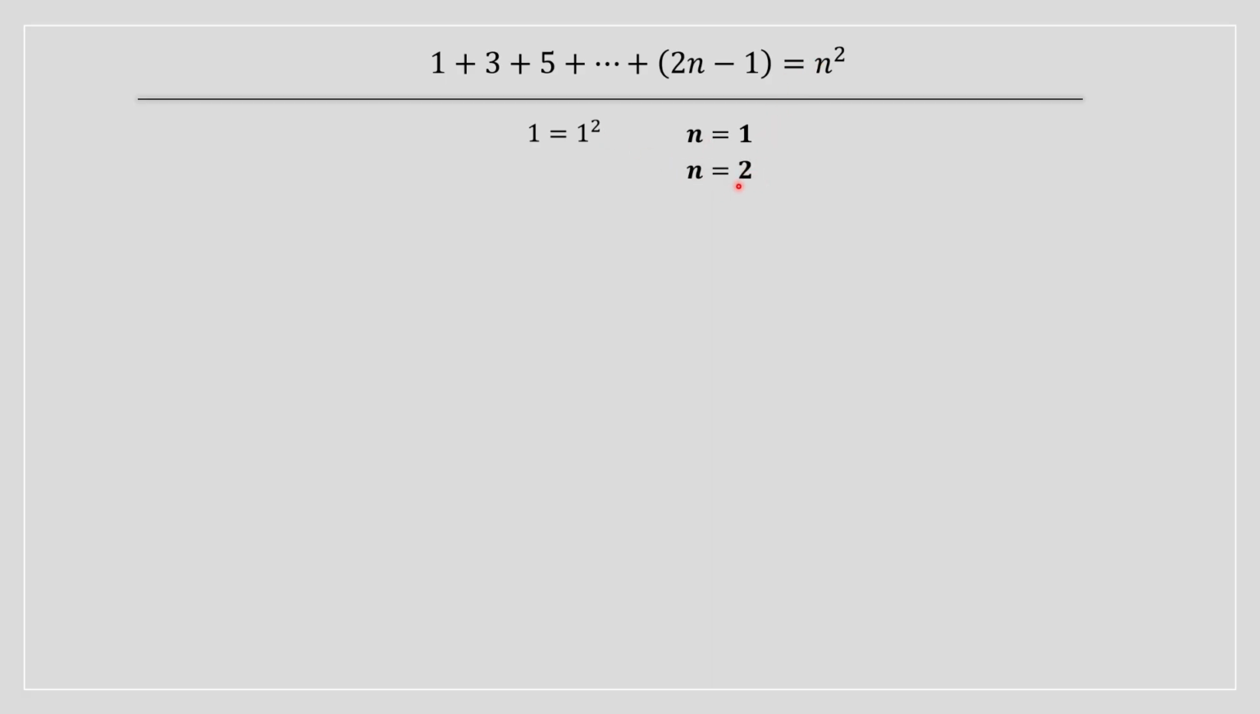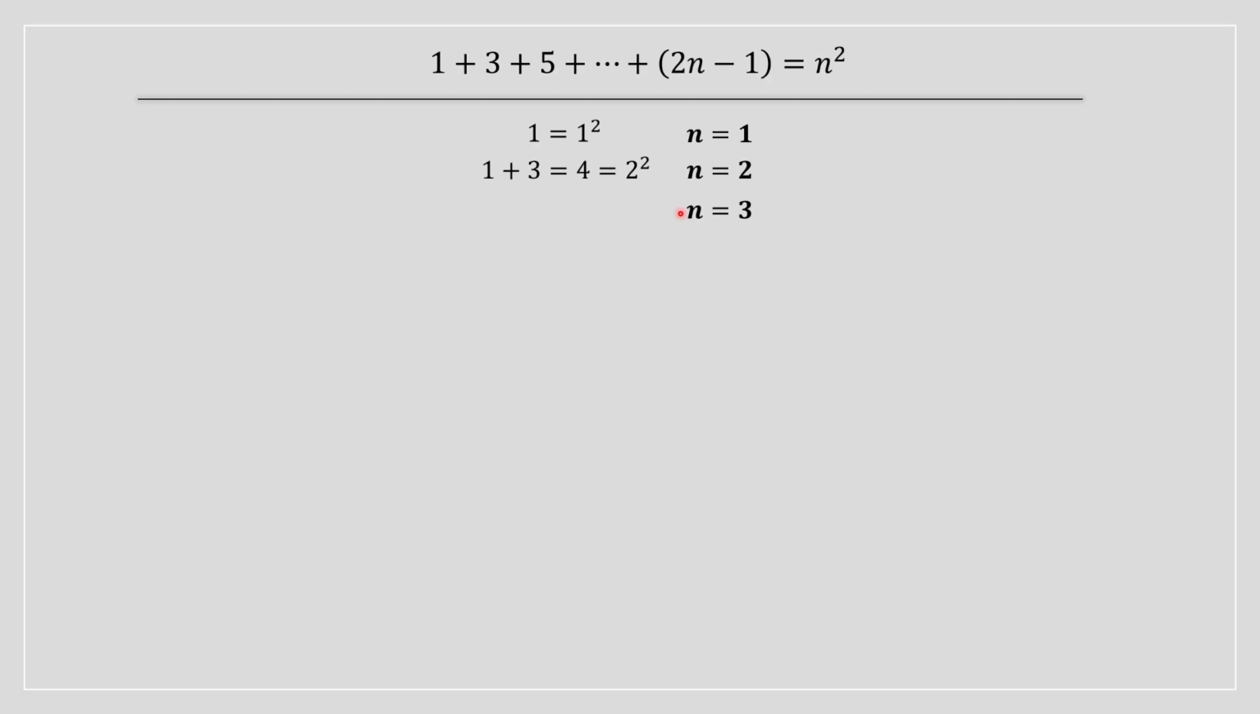So if you have n is equal to 2, on the right hand side, you're supposed to get 4, right? 2 squared. And here, basically, this is a summation. So you're adding the terms. So if you're telling it to stop at the second term, which is 3, you are going to have 1 plus 3, which is equal to 4.